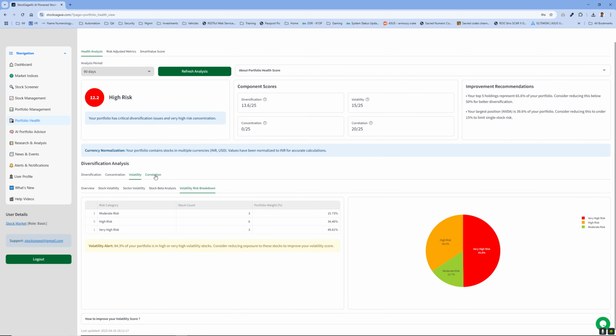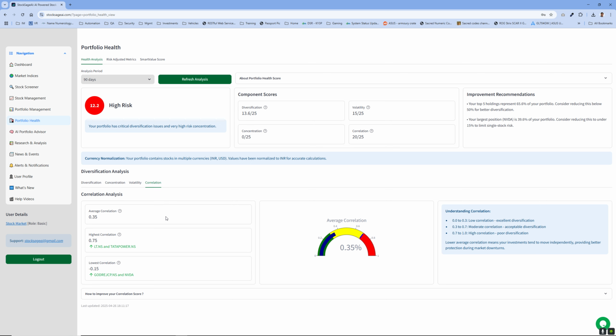Moving to the next tab, which is correlation. This provides you info in terms of how these stocks are correlated to each other. Is there a very high correlation? Then that would be mentioned over here. The system would give you the data.